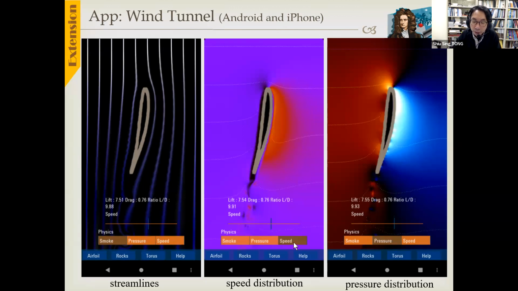And if you press the speed button, you will see the difference in the speed. Now you can see the red part and the pink part, and the violet part. They have different speeds, and in fact the flow velocity is higher on the upper side of the wing. Okay, you can easily see that this red part corresponds to a high velocity, and you can also see the pressure by pressing the pressure button here. You see that the lower part of the wing actually has a high pressure, while the upper part of the wing actually has a lower pressure.